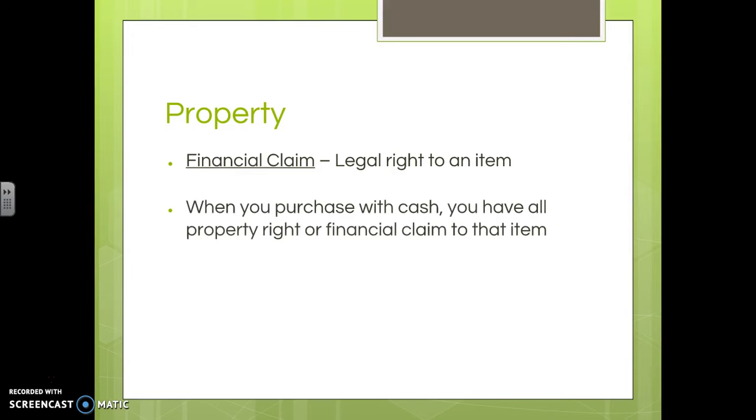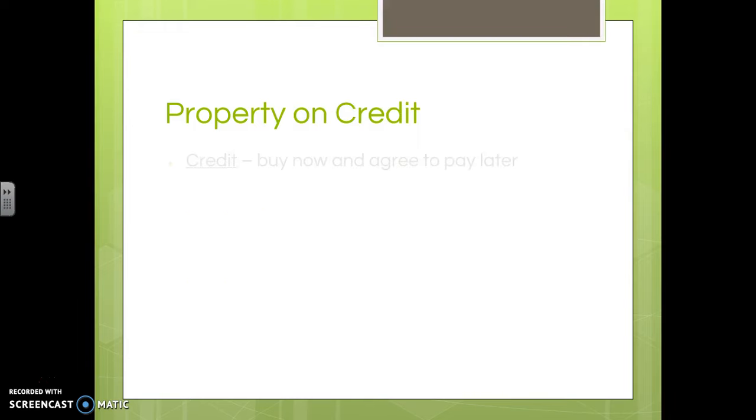When you purchase with cash, you have all the property right or financial claim to that item. If you purchase it with credit, you do not. So what happens when you buy on credit? Well, when you buy on credit, you are going to buy it now, but you are going to agree to pay for it later.